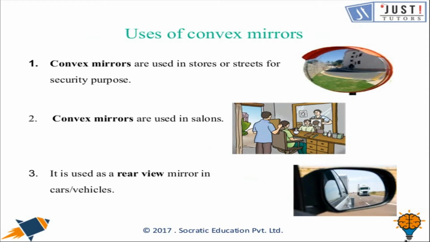Convex mirrors, on the other hand, have their spherical surface on the outside. These are used in stores or streets for security purposes. They are also used in salons. The best example of the application of a convex mirror would be the rear view mirror in cars. Now all these three examples can be illustrated better with the help of these diagrams next to them.